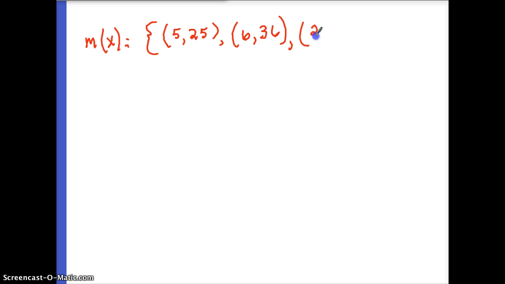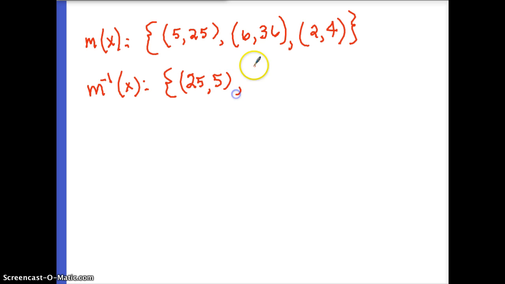So if you had some function, let's call it m of x, that's composed of the set of ordered pairs, I don't know, 5, 25, 6, 36, 2, 4, then the inverse, and this is how your textbook describes inverse function, it is not a negative exponent. The inverse of this function would be denoted by this, and it would consist of 25, 5, 36, 6, and 4, 2.